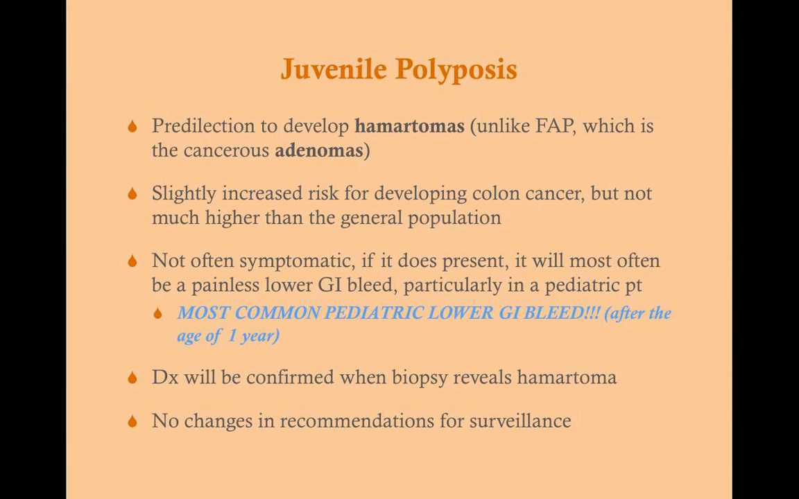Okay, juvenile polyposis. So juvenile polyposis is a predilection to develop hamartomas. That sets it apart from FAP and from Gardner syndrome, because with FAP and Gardner syndrome, you have a predilection to develop adenomas, and adenomas are cancerous. Hamartomas really aren't. So while these patients with juvenile polyposis do have a slightly increased risk for developing colon cancer, it's not much higher than the general population, and so that plays a big role in prognosis.